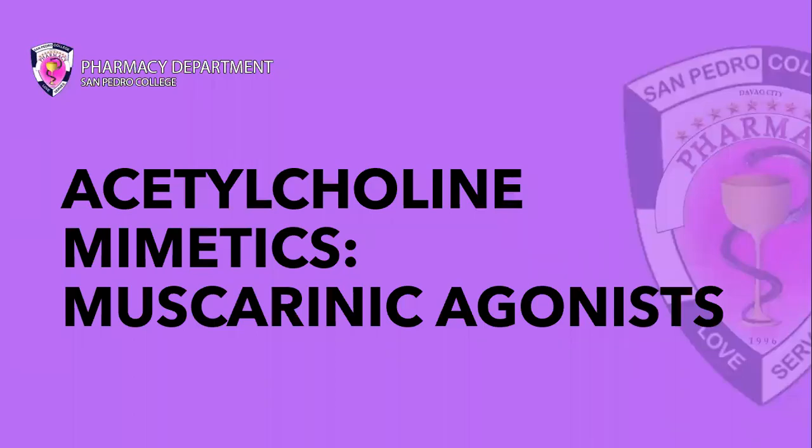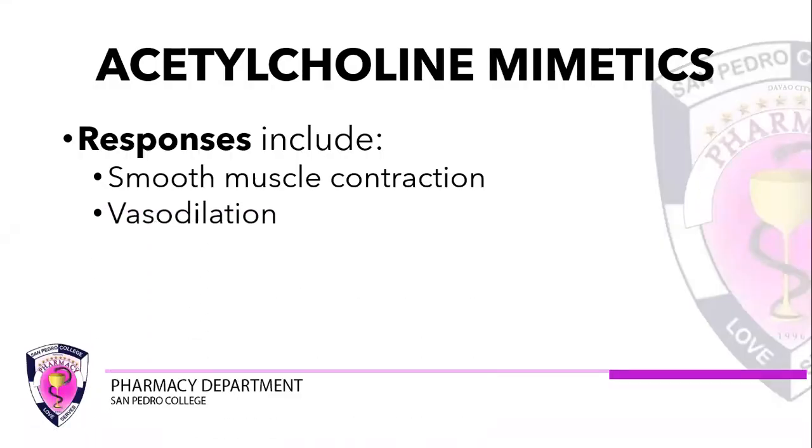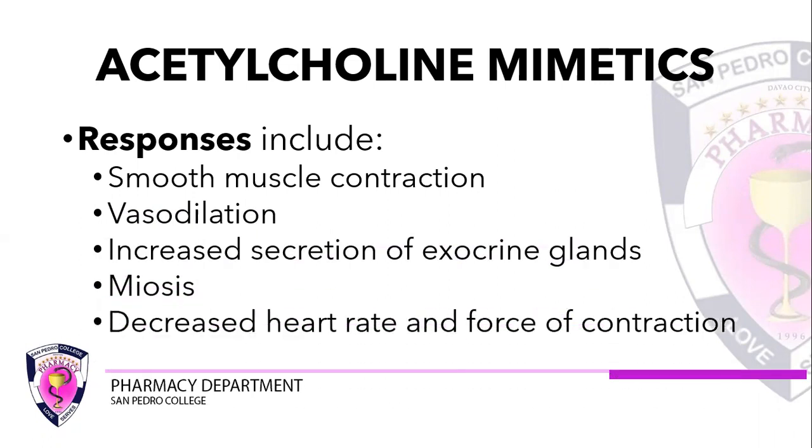All right. Now, to continue our lesson for the first part of cholinergic agents, we'll now be talking about the section on acetylcholine mimetics, also known as muscarinic agonists. Acetylcholine mimetics are agents that mimic the action of acetylcholine when it binds to a receptor, specifically your muscarinic receptor.